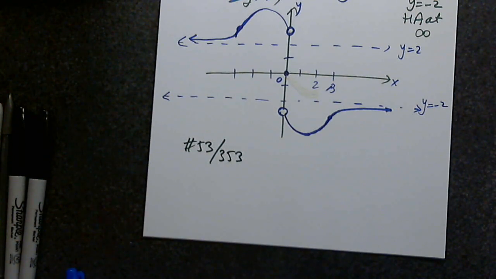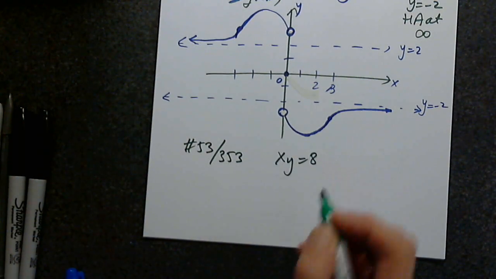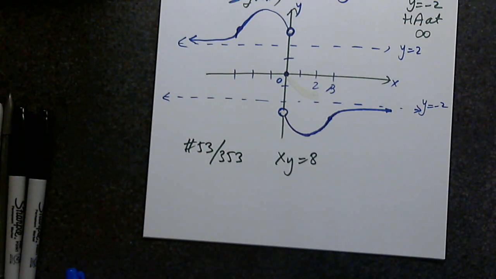Find a point on the hyperbola xy equals 8 that is closest to the point 3, 0.